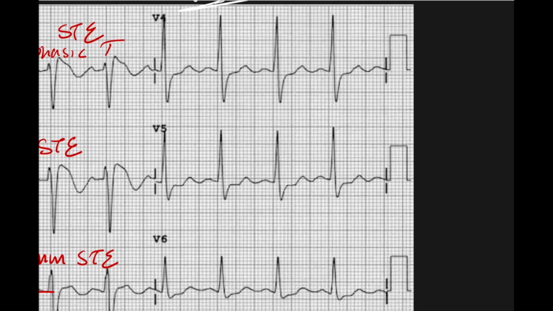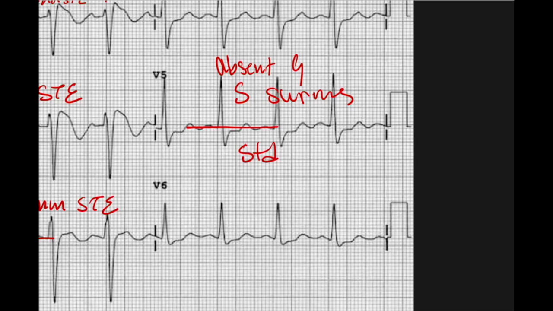V4, we have a P wave, dominant R, isoelectric almost. No real discernible ST depressions or elevations. And our T wave is positive. P wave is present, absent Qs. That's pathologic in V5, V6. We have some S wave slurring. And if we draw a baseline, we have a little bit of ST depression in the lateral lead V5.